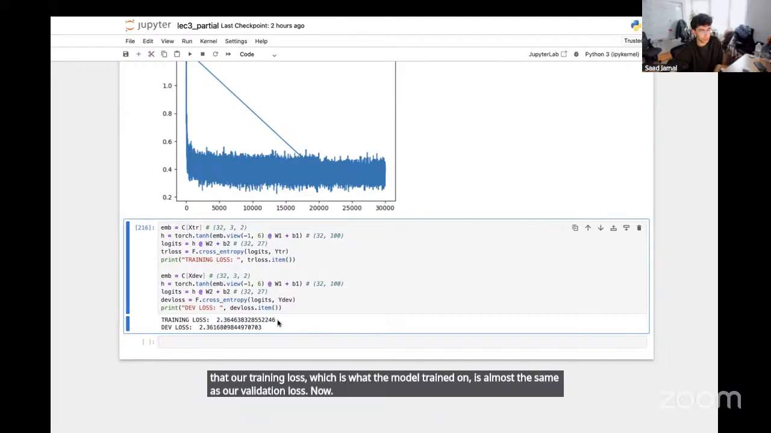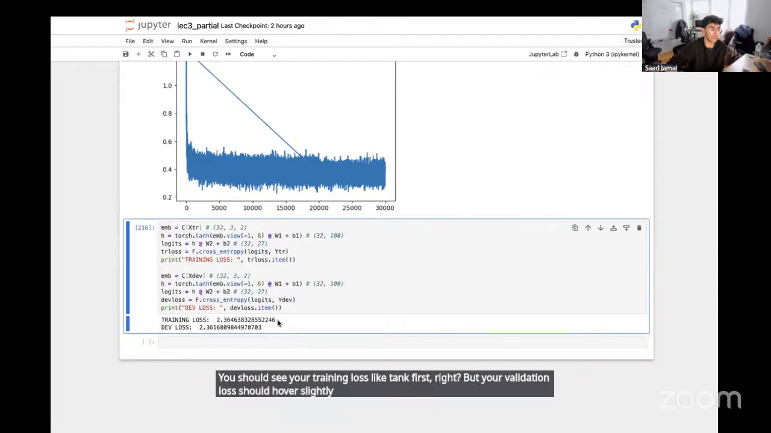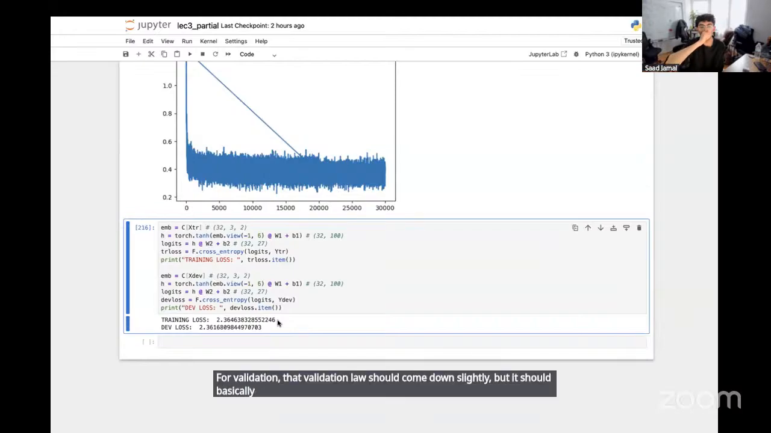Now, there's a principle in machine learning that says that as you train more and more on the same training data, you should see your training loss tank first, right? But your validation loss should hover slightly above. Now, why is that? Obviously, if you're training for more and more steps, you're going to be overfitting your model onto your training data. So what that would mean is that, because you're only fitting your model to the probability distribution of your training data, that validation loss should come down slightly, but it should basically stop coming down at a certain point.